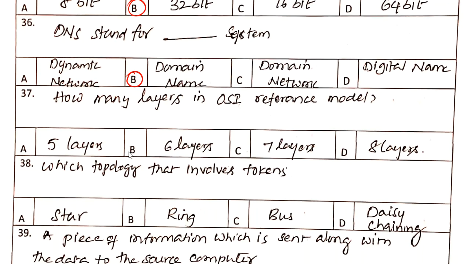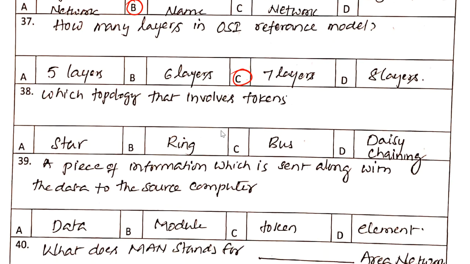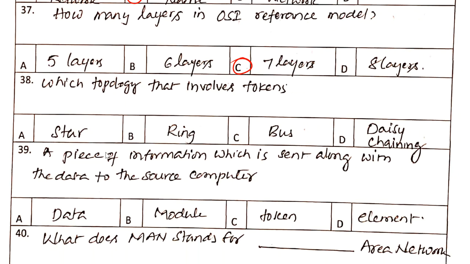Next one, how many layers are in the OSI reference model? 5 layers, 6 layers, 7 layers, 8 layers. Okay, the correct answer is C, which is nothing but 7 layers. Next one, which topology involves tokens: star, ring, bus and daisy chaining? Okay, for the 38th question, it's ring here.